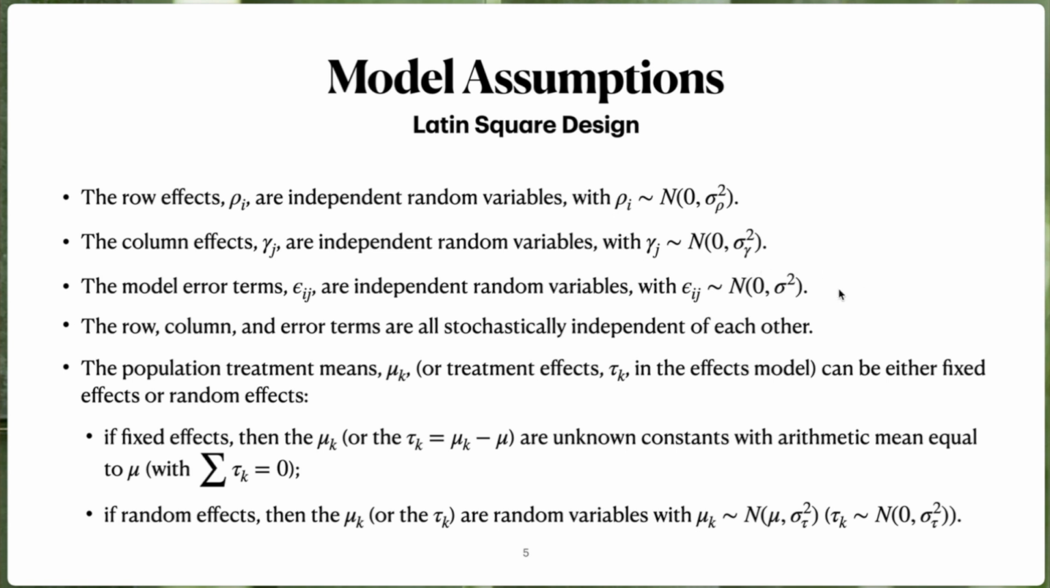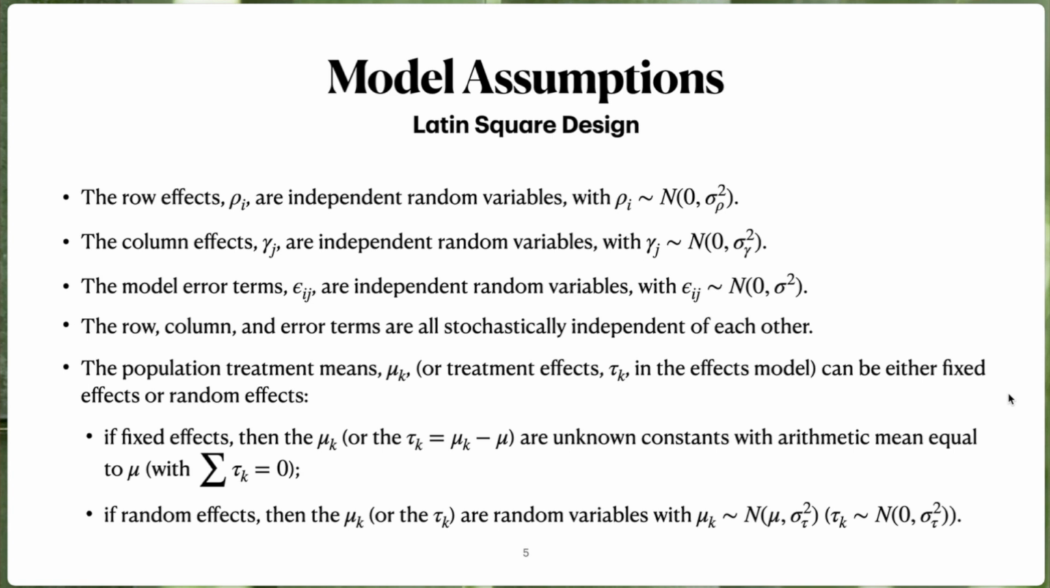And then we have the model error terms, the epsilon sub ij's. As is always the case, those are independent random variables with a mean of 0 and a variance which we'll denote by sigma squared. And we will assume that they are normally distributed. In addition, these three sets of random variables, the row effects, the column effects, and the model error terms, are all stochastically independent of each other. So that's the assumption that is imposed on the statistical model.